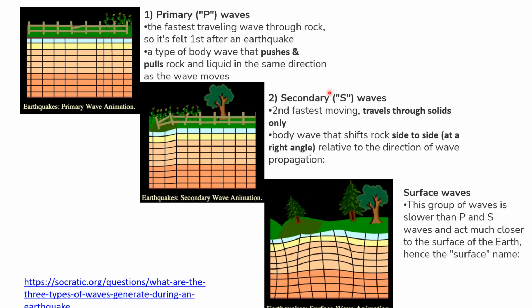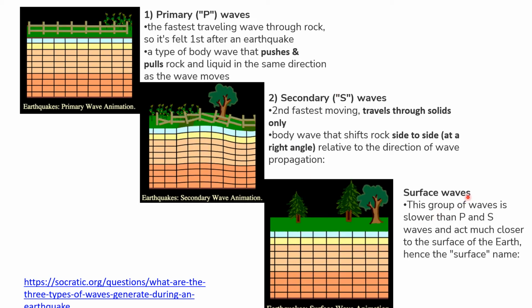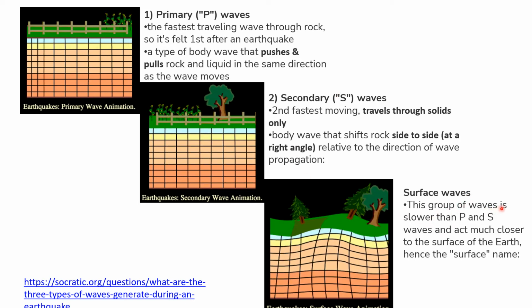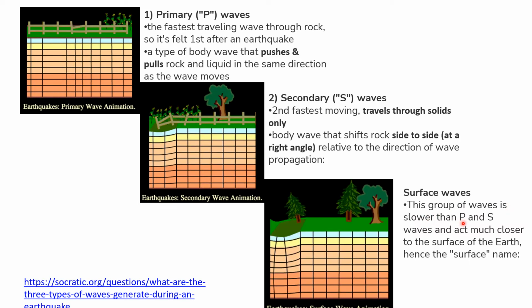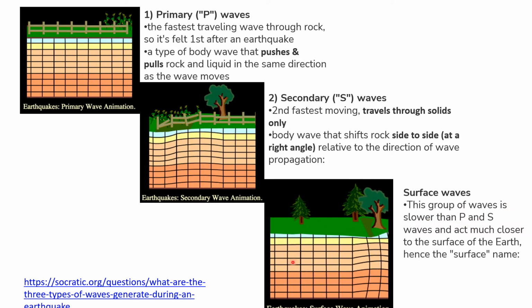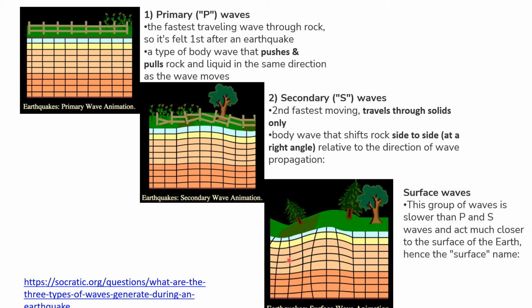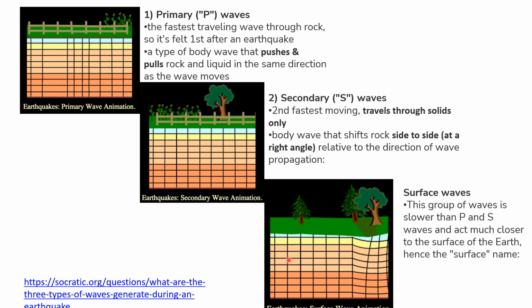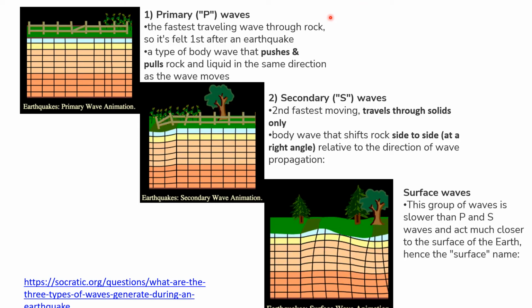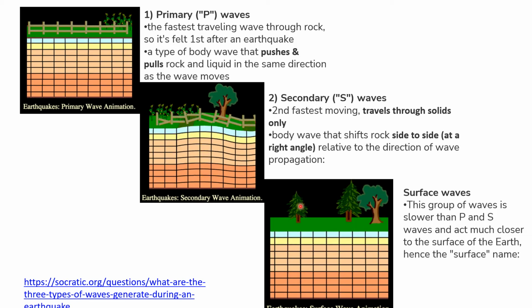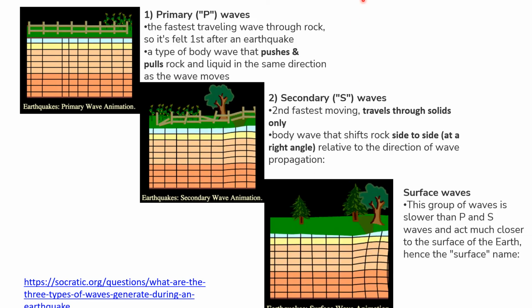All right. Now, after the S wave, we have surface waves. This group of waves is slower than P waves and S waves and acts much closer to the surface of the earth, hence the name surface waves. These are primarily the kinds of waves. All right.